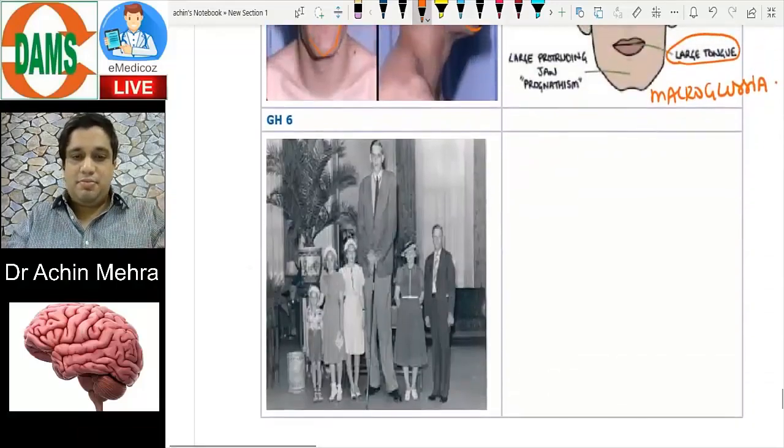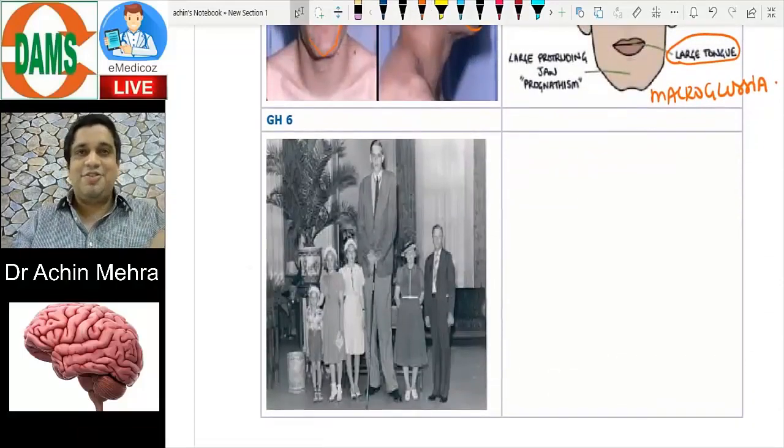Now, just a view on their height, as compared to their own family members, their own siblings and parents, they're relatively very, very tall. People with gigantism especially.